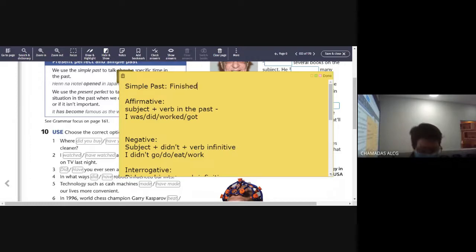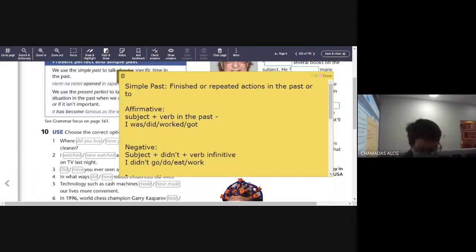Finished or repeated actions in the past, okay? Sometimes we use the simple past to narrate a sequence of events. Like, for example, first he opened the door, then he entered, and then finally he saw everybody saying, "Happy birthday!" So finished or repeated actions in the past, or to tell a sequence of events. That's why we use the simple past, okay? That's why we use very important words like yesterday, last night, last week.